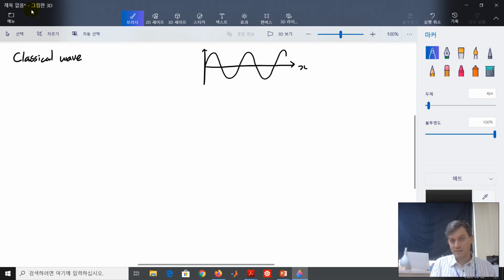So here this is x, and here we are plotting the amplitude and phase of the wave. So this oscillating pattern here is some function A, which is a function of position x and time t. Okay, and the amplitude of the wave is the maximum height here.